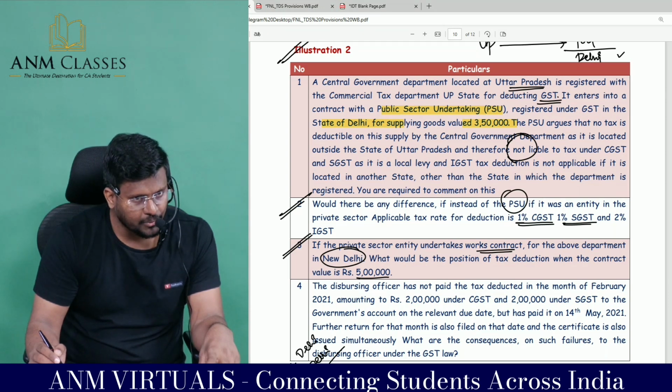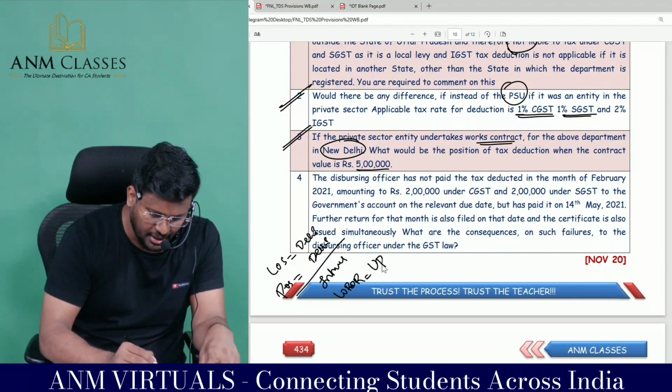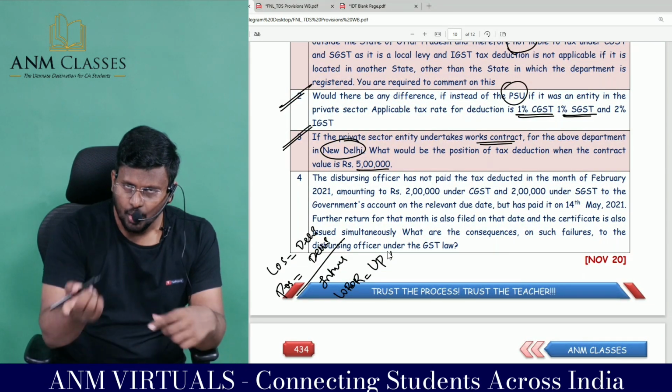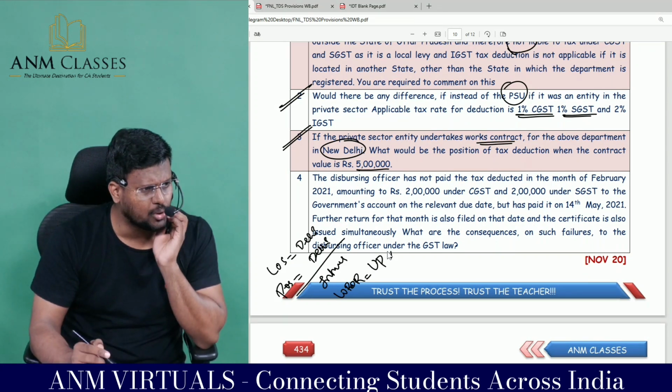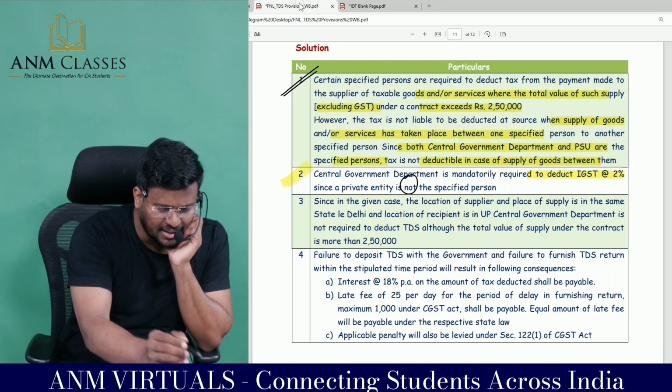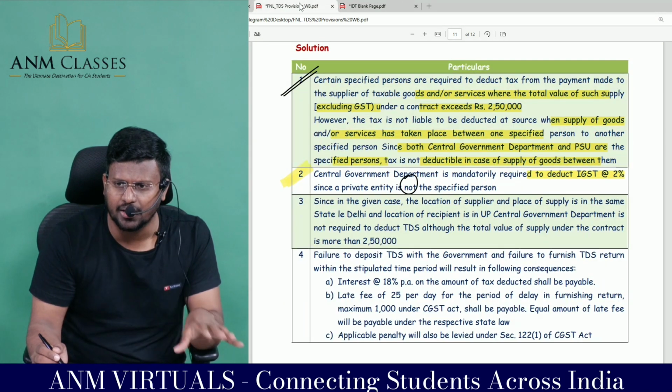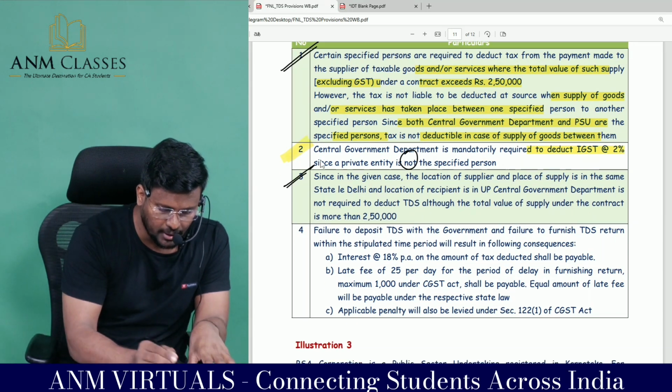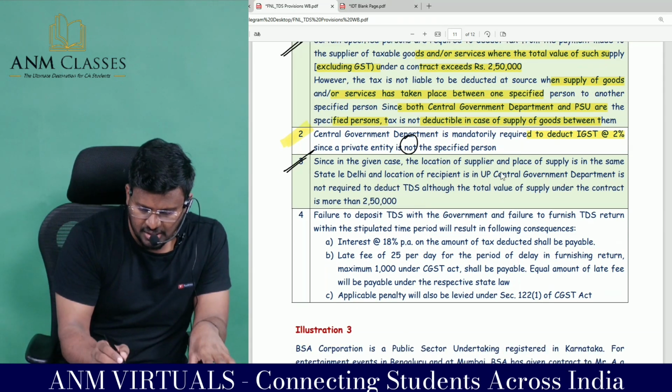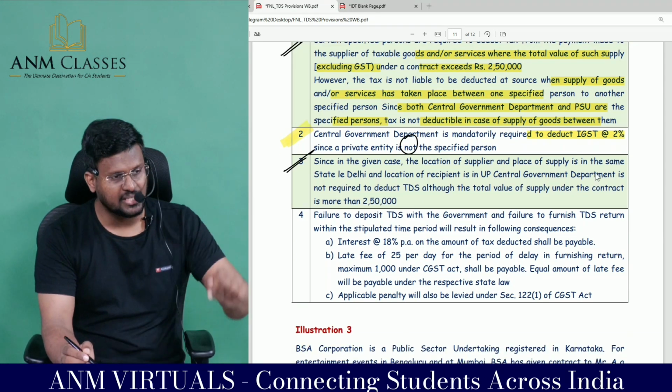What government? Uttar Pradesh government. So they have taken registration in UP. Will this fall under the exception to TDS? So are they liable to deduct TDS? Not liable to deduct TDS, since in the given case, location of the supplier and place of supply is in the same state.